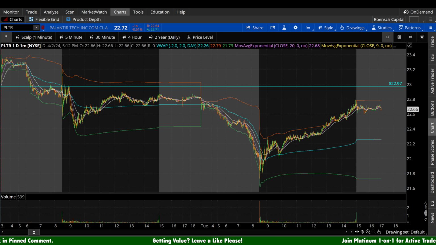Today we're taking a look at Palantir stock, ticker symbol PLTR, on a variety of time frames in anticipation of the next trading day, Wednesday, April 3rd. Okay, guys, Palantir stock here today on Tuesday, down 14 cents a share, that's minus 0.61%.